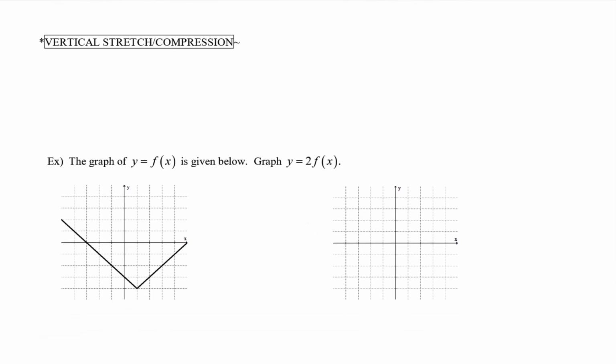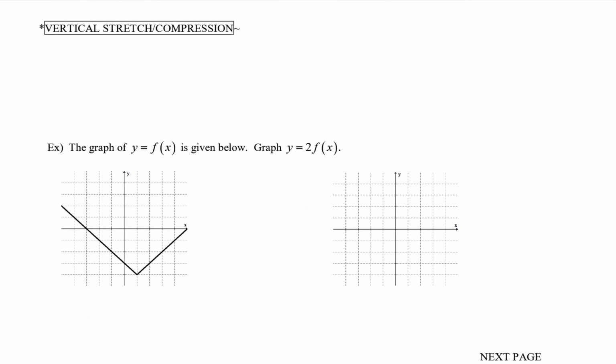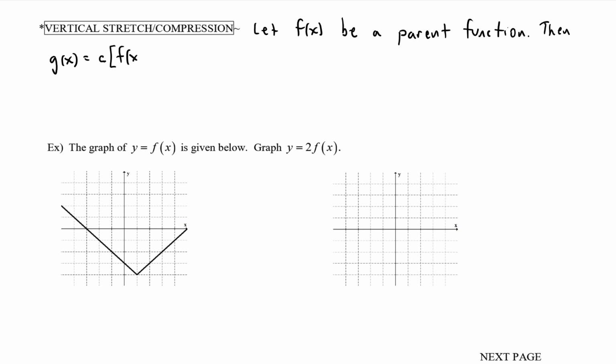Well, next up, what if we want to stretch it or compress it vertically? So we don't want to move the whole thing up or down. We actually want to adjust the shape a little bit. We actually want to stretch or compress. So again, we're going to let f of x be a parent function. Then g, which we're going to define as c times f of x. So c is just a constant.